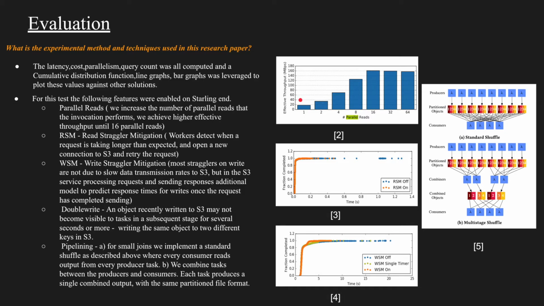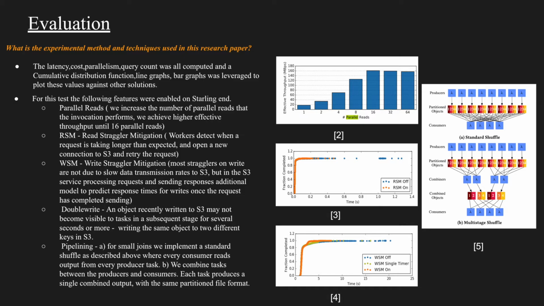so that you can do multiple parallel operations together. But the one thing to note is that after 16 parallel threads, it doesn't scale that much; there's no increase in throughput. And they handle the read stragglers. Anytime a function is waiting to read, they open another function and retry the same request, and they keep whichever comes first as the result.